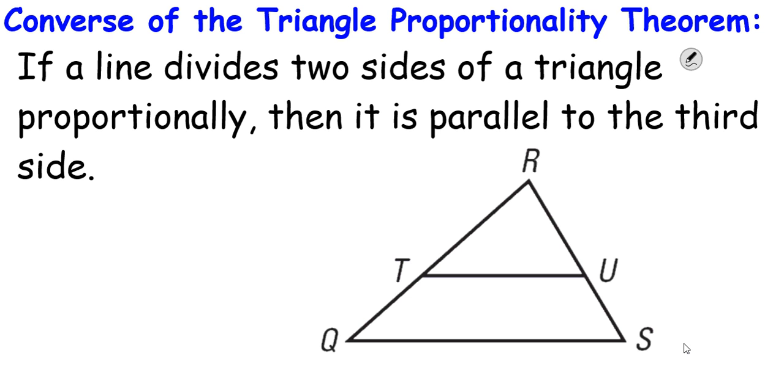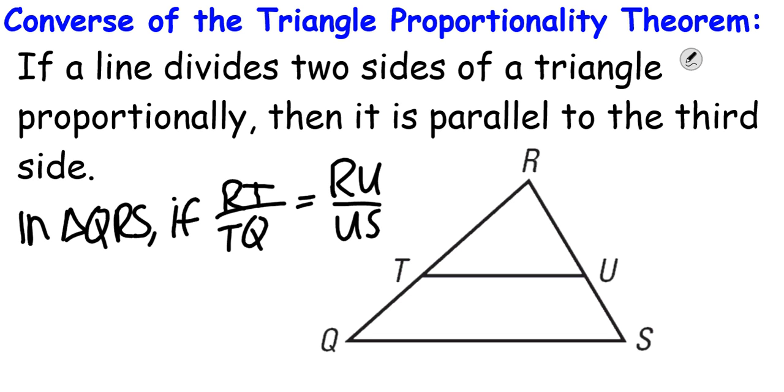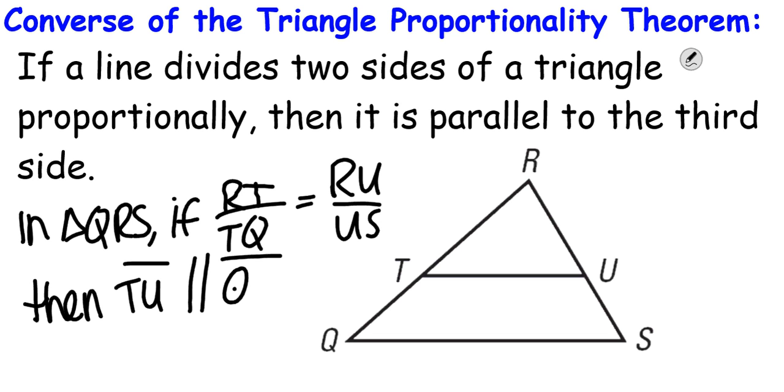In triangle QRS, if RT to TQ equals RU to US, then we can say that TU is parallel to QS. So we just switched the if and the then of the triangle proportionality theorem.